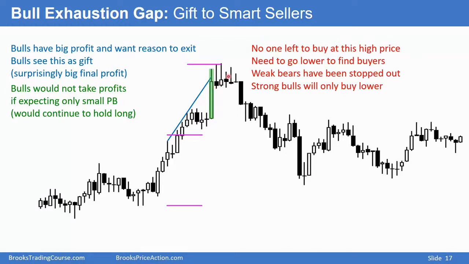The strong bulls just took profits. They're not going to buy again a bar or 2 later. They're going to wait 10 or more bars before they buy again. And maybe they buy here, very tight channel. Most of them would probably wait, maybe buy here or buy here.